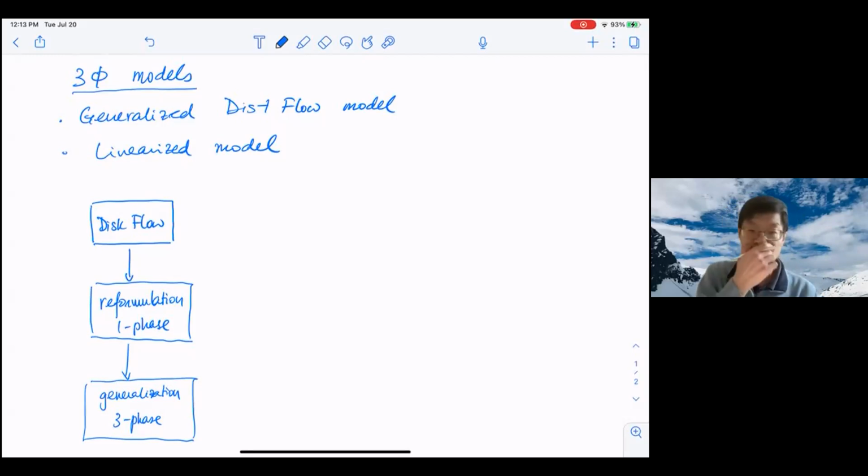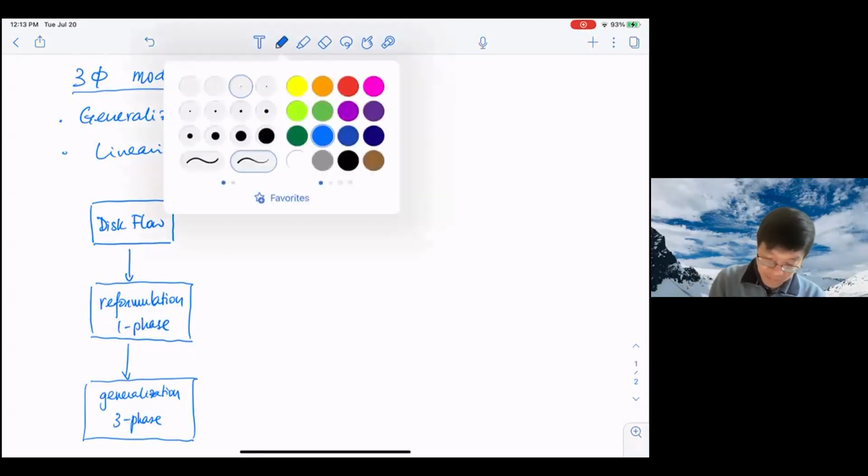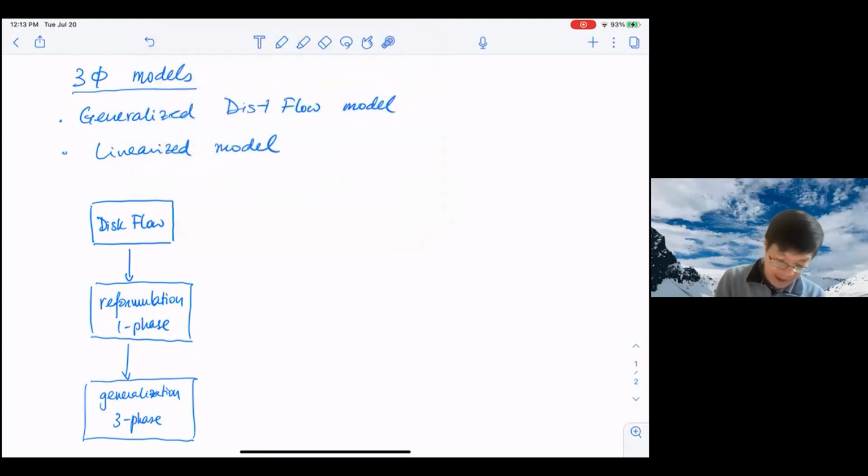Right? So the way we're going to do the generalization to three-phase is to go through an intermediate step, which is that we start with the DistFlow for a single-phase network and reformulate it as a single-phase model. And we'll see what that reformulation is.